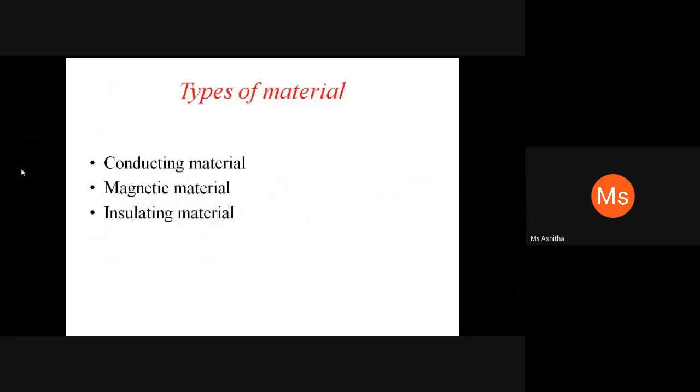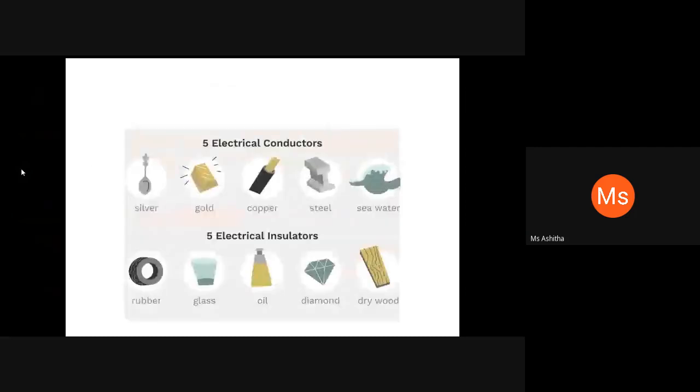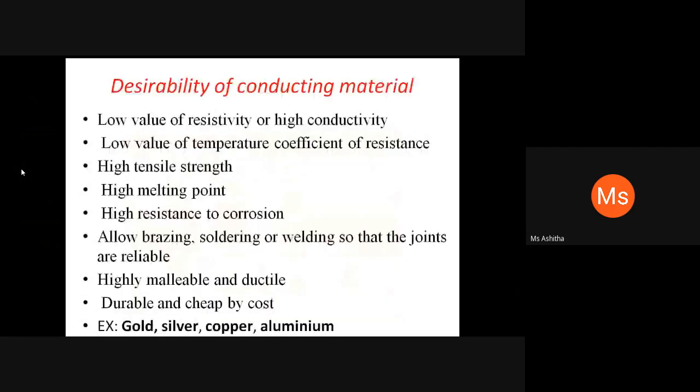Let us see the engineering materials. The different types of material are conducting material, magnetic material, and insulating material. For the conducting, insulating, and magnetic materials, there are some desirable qualities.